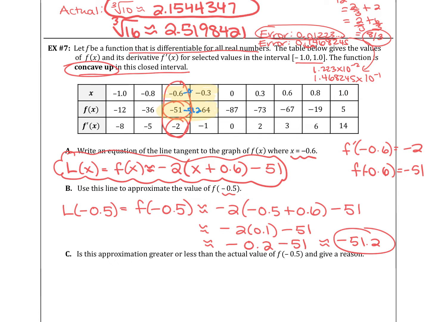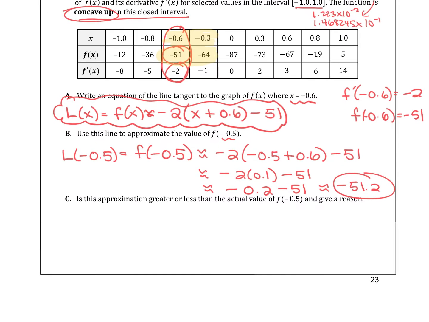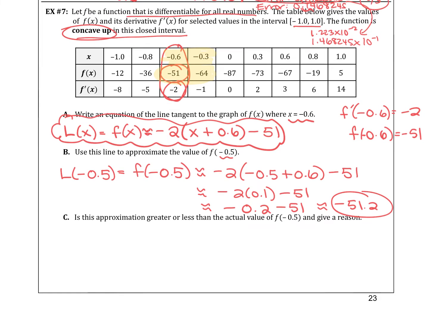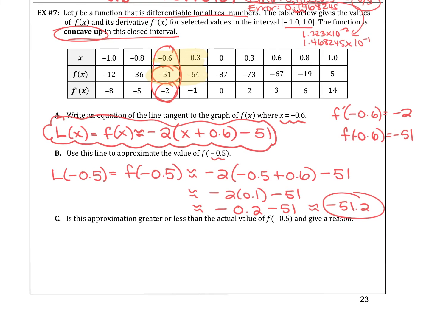If I put negative 0.5 into the table. Okay, so in letter C, we're asked, is this approximation greater or less than the actual value of f of negative 0.5? Well, we don't know what f of negative 0.5 is. We don't know the actual value of it.